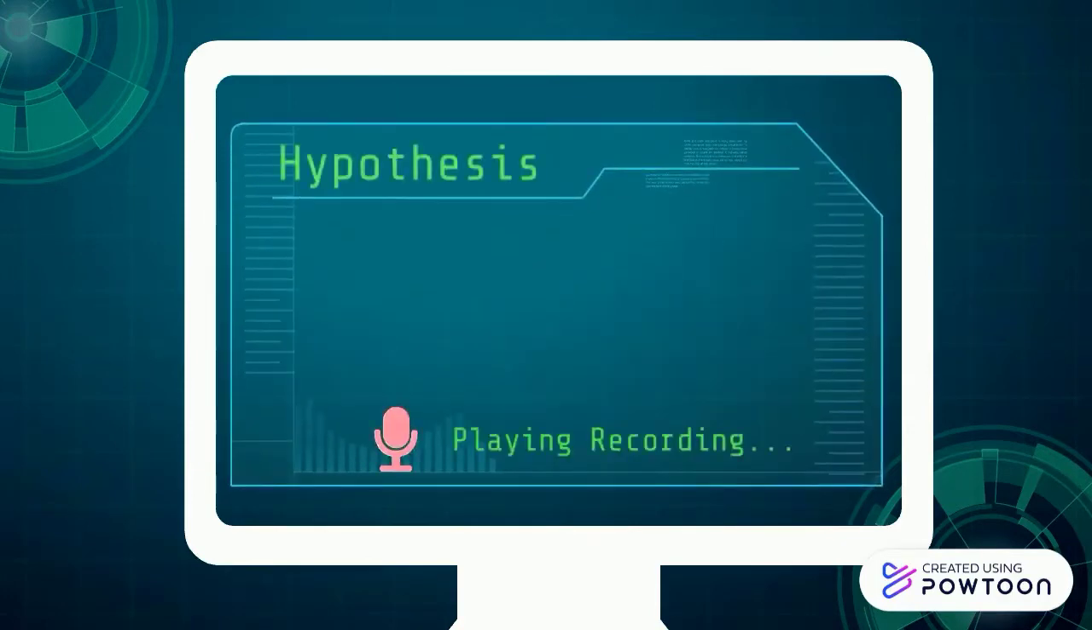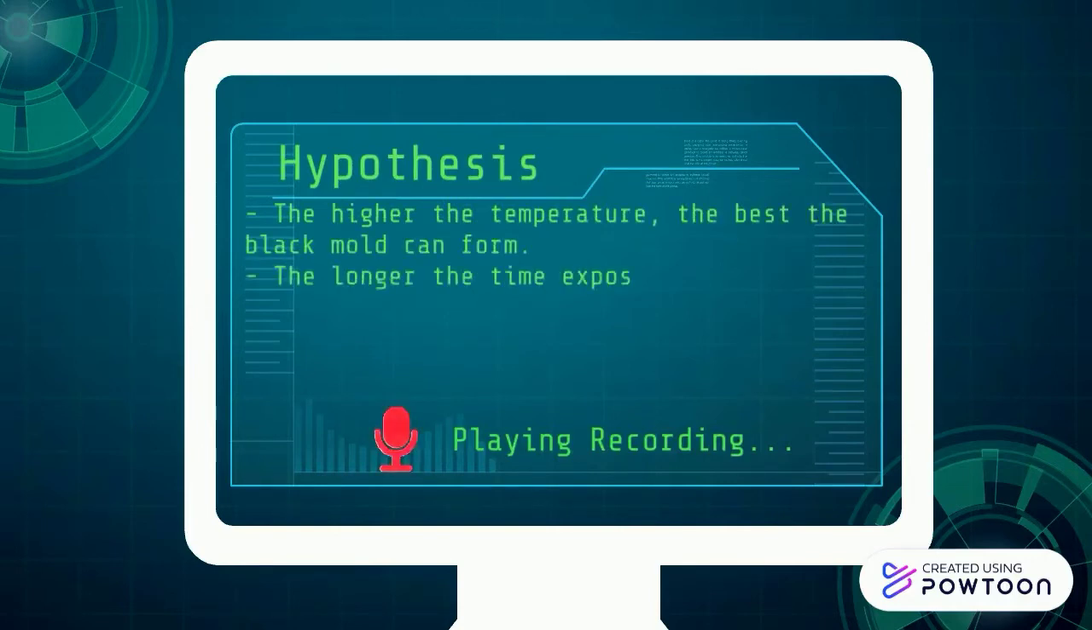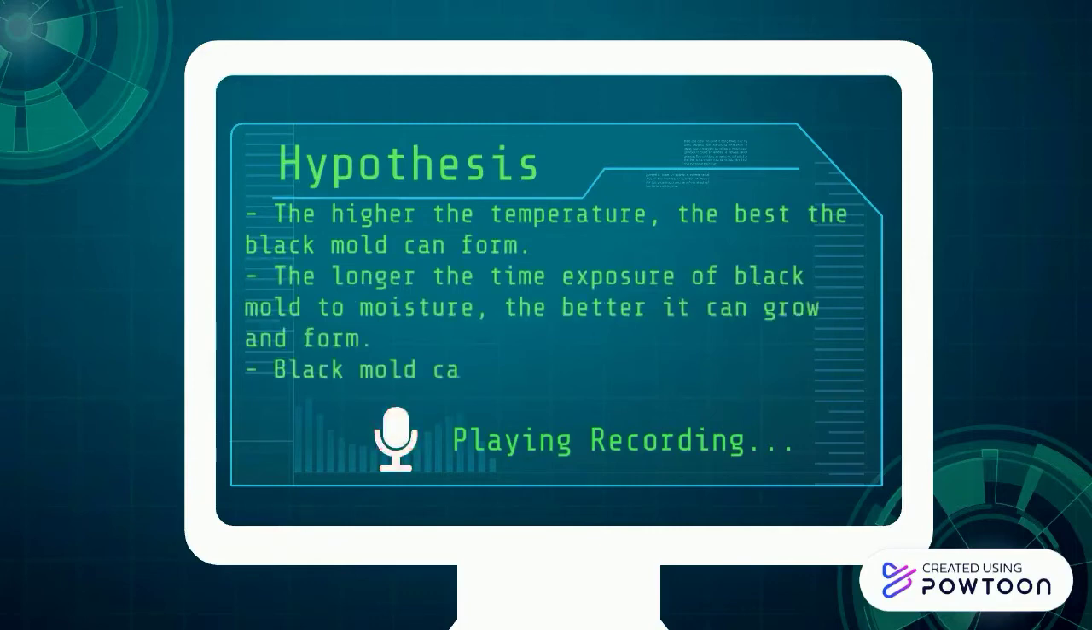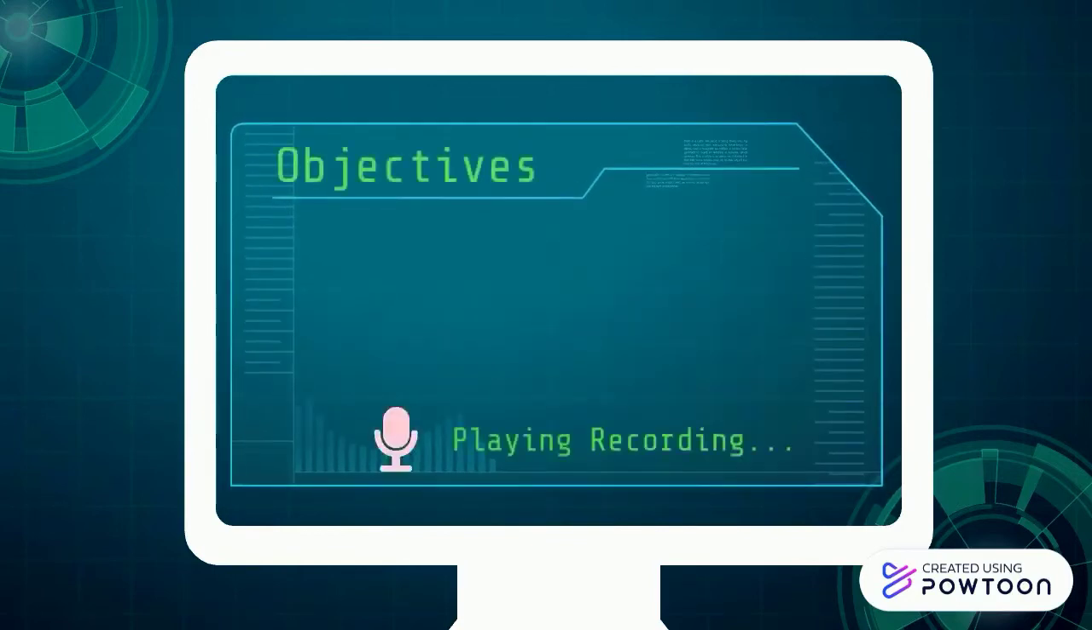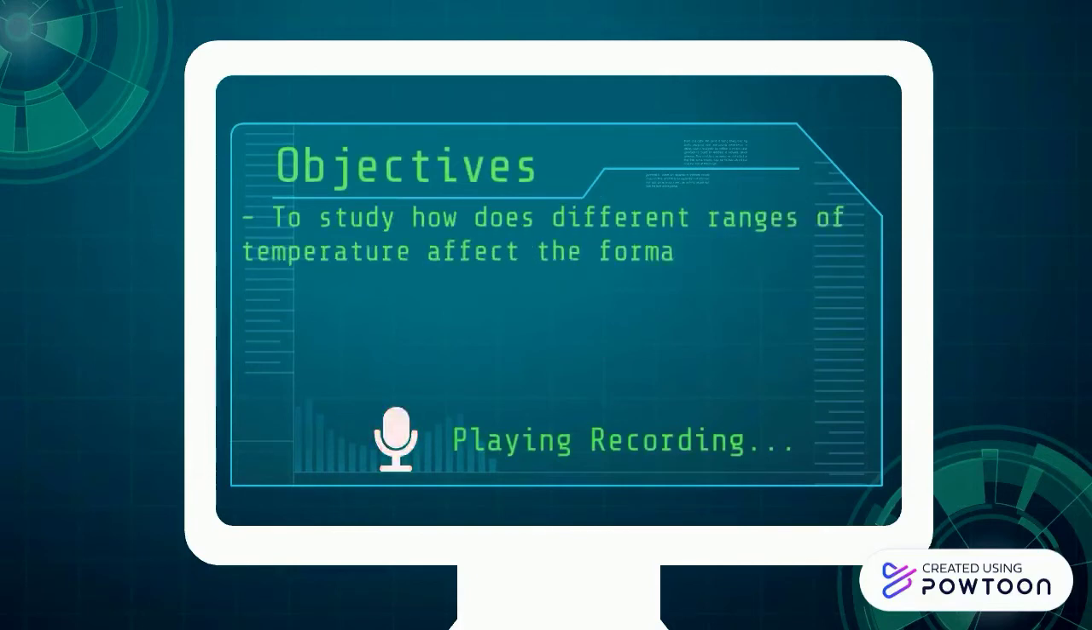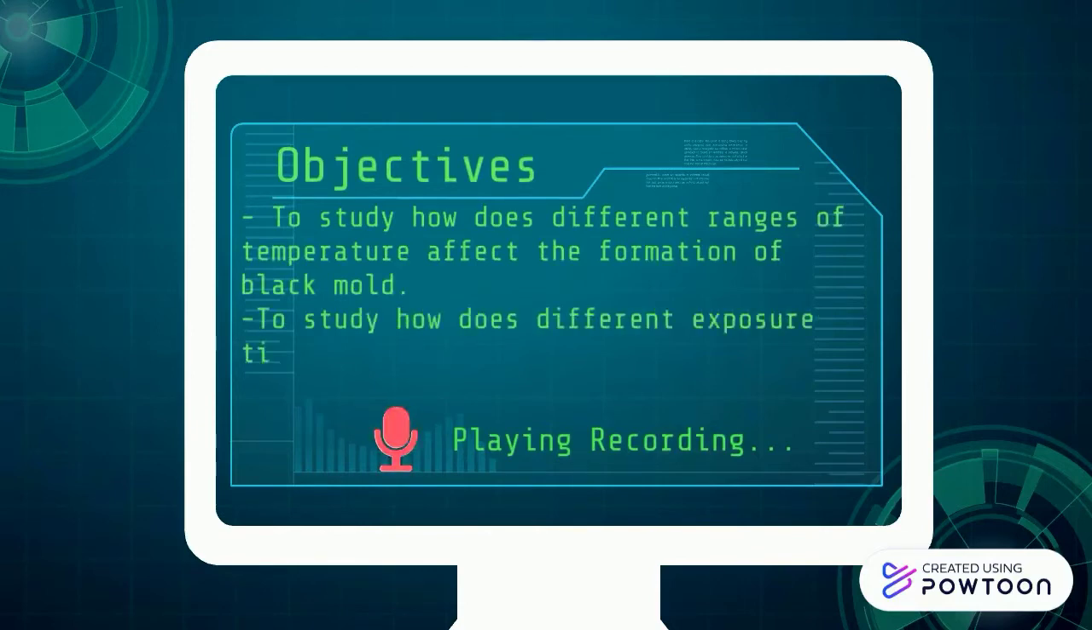There are three hypotheses that we draw for this experiment. First, the higher the temperature, the better the black mold can form. Second, the longer the time exposure of black mold to moisture, the better mold can grow and form. Last one, black mold can form well in a warm and moist environment. The objective we carry out this experiment is to study how different ranges of temperature affect the formation of black mold. Another objective for this experiment is to study how different exposure time to moisture affects the formation of black mold.